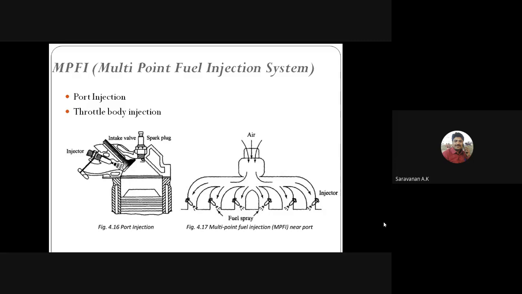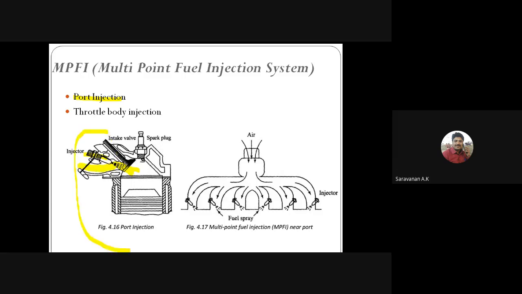Last class we discussed the multi-point fuel injection system. ECU also we discussed in the last classes. We have seen what port injection is. In port injection, the fuel is sprayed from the injector. It is located in the inlet manifold, very near to the inlet opening, and it sprays the fuel there.